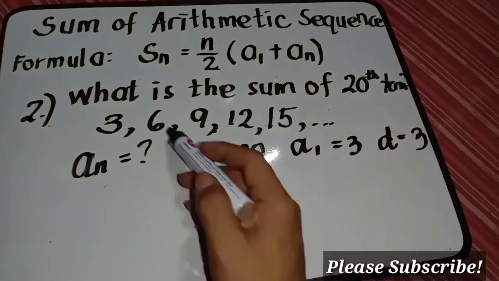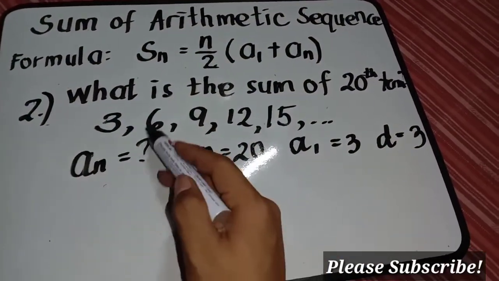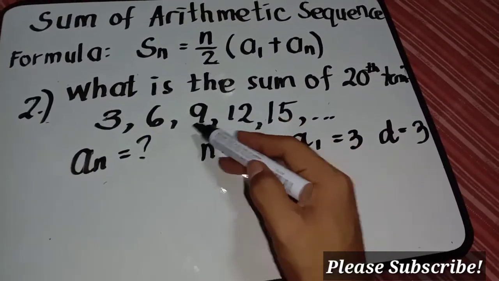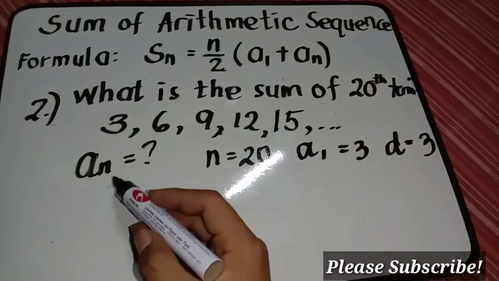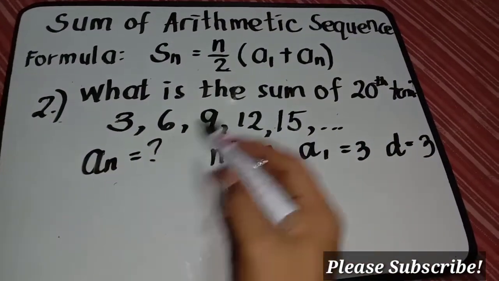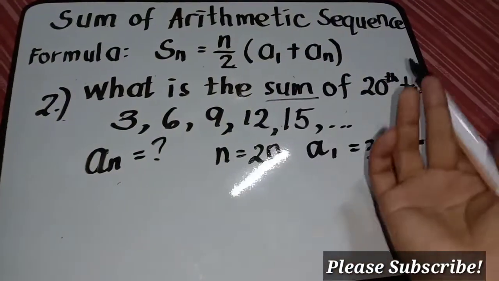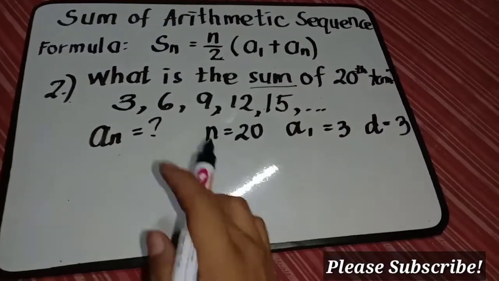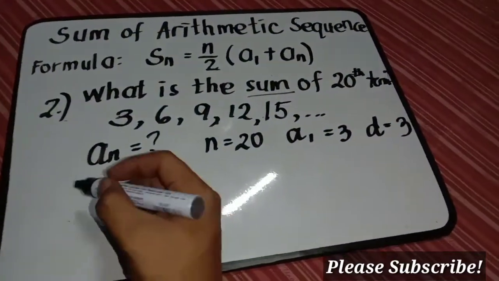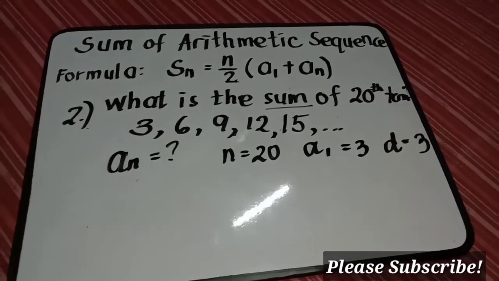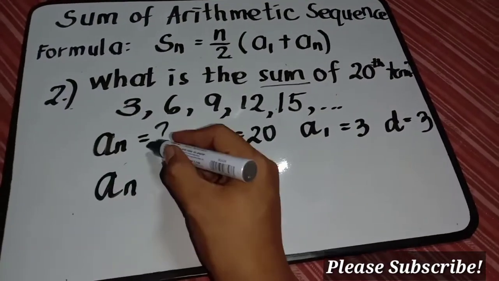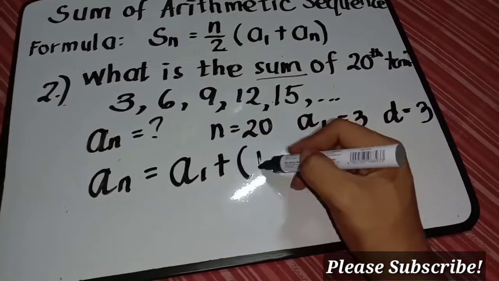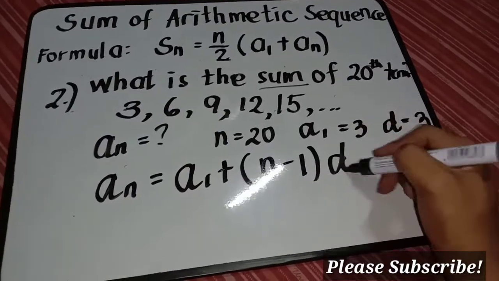Saan nakuha to ulit? Again, second term minus the first term, 3. Dapat magkapareho sila ng third term minus the second term, which is 3. 12 minus 9 is 3. 15 minus 12 is 3. Pero we're looking for the value of a sub n. Ang tanong, sum. Bago natin makuha yung sum, kailangan muna natin makuha yung value ng last term ng ating sequence. So, balik tayo sa formula ng arithmetic sequence bago natin gamitin si sum ng arithmetic sequence.